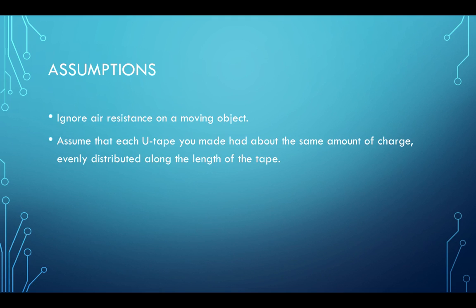So before I get into the calculations, some of the assumptions that I had to make were, first, that I ignored air resistance on a moving object. So when I was taking into account the gravitational force on the bottom tape, I ignored any air resistance there that could lower that value. And I assumed that each U-tape I made had about the same amount of charge that was distributed evenly along the length of the tape. So even though I didn't assume that it was a point charge in this lab, in reality it's not distributed evenly, but that was an assumption I had to make.